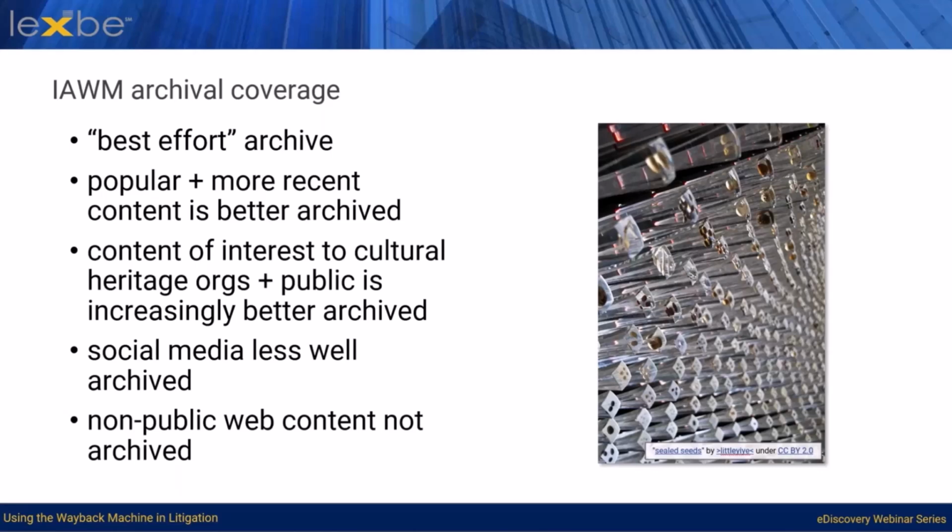Some categories of web content tend to be better represented in the archive, including that which is popular, more recent, or that corresponds to the collecting interests of partner governmental or cultural heritage institutions, or the documentary interests of the public. Social media platforms are, meanwhile, much less well archived due to their scale, intentional and unintentional technical obstacles, authentication requirements, or machine-readable directives that the Internet Archive's crawlers aren't welcome. Non-public web content is not archived at all.